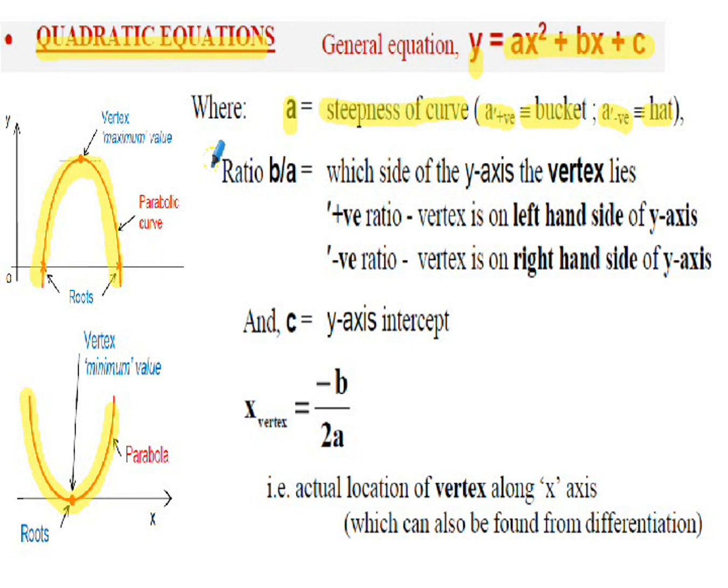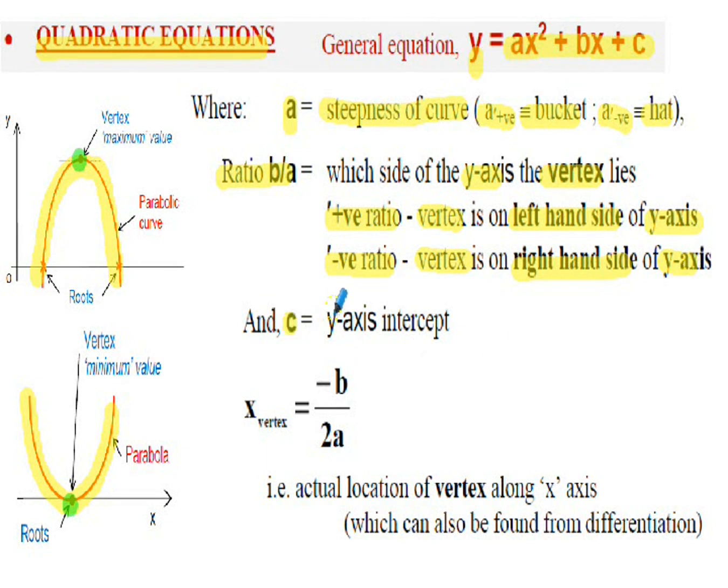Another characteristic of the quadratic curve we need to be aware of when trying to sketch them is the ratio b divided by a. This relates to which side of the y-axis the vertex is located. And the vertex is the top of the quadratic curve in this case, and the bottom of the quadratic curve in this case, where the gradient of a tangent to that point is 0. If the b upon a ratio is positive, then the vertex is on the left hand side of the y-axis. If the b upon a ratio is negative, then the vertex is on the right hand side of the y-axis.